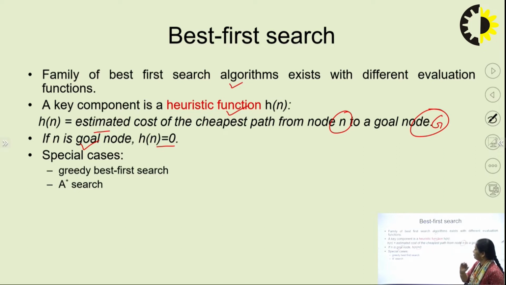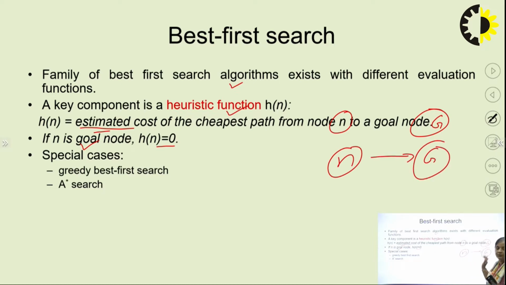So what is the main point to be remembered here? It is the estimated cost. It is not the true cost. It is our estimation, when we are at node n, of how much cost I have to pay to reach the goal node G.